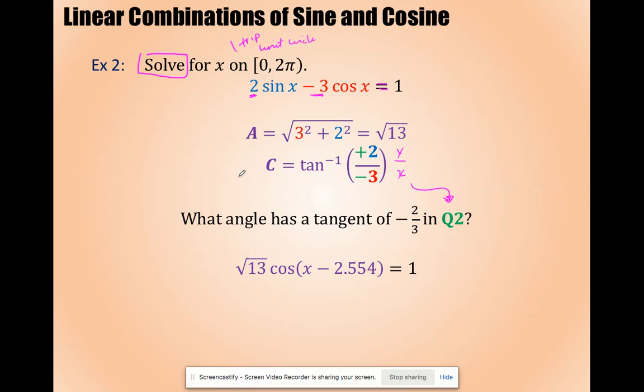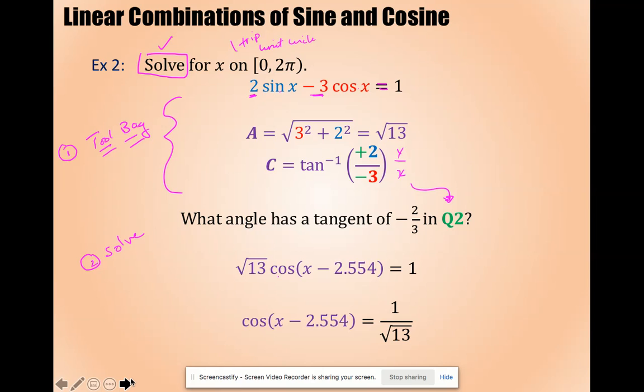But I am now in, so I reached into my tool bag and I got out linear combinations because my goal was to solve. So step 1, I went to the tool bag and I pulled out, oh, I can rewrite sine and cosine as just cosine. Now I'm down to solve. I've used my tools. How do I solve this?